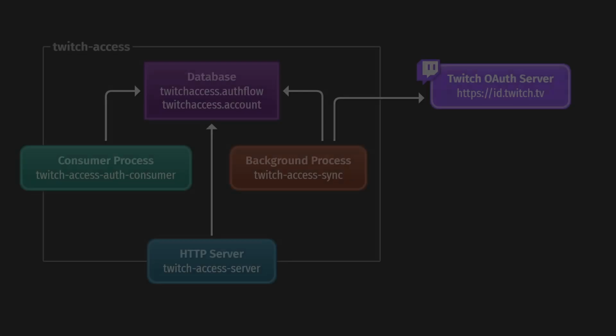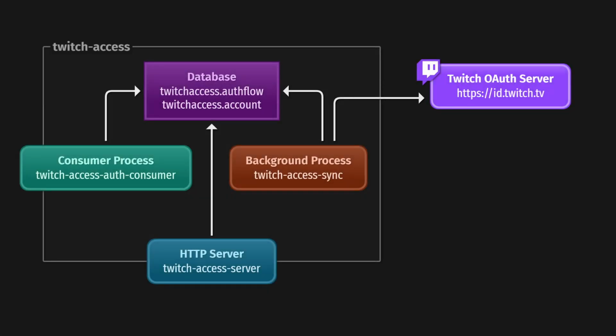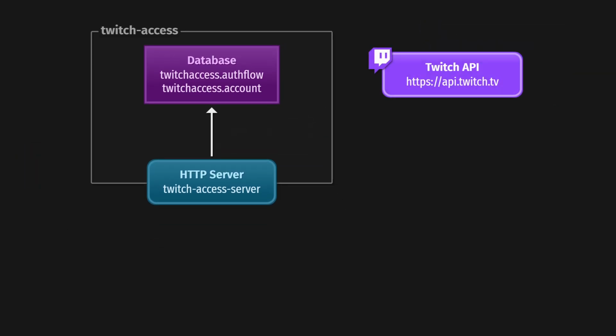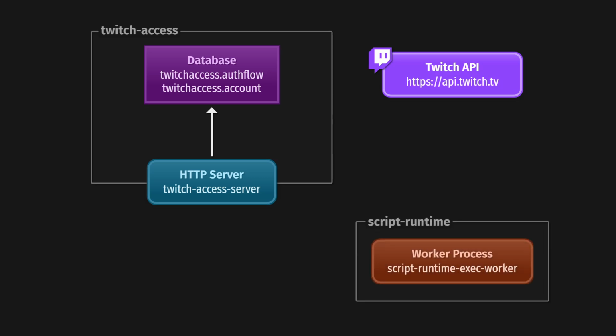Here's another look at our architecture. Earlier we saw how the Twitch Access Service manages your connected Twitch accounts. Let's simplify our view and consider what happens during script execution. We have our Twitch Access Service, and elsewhere in the platform within the script runtime service, we have a process that's running our user scripts. This is the thing that runs all of our compiled JavaScript code in V8.